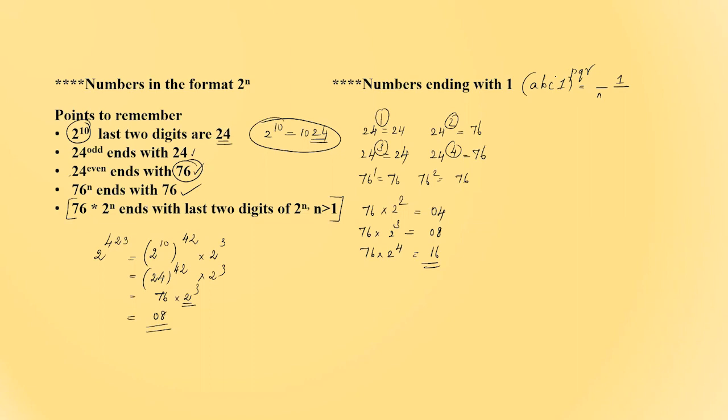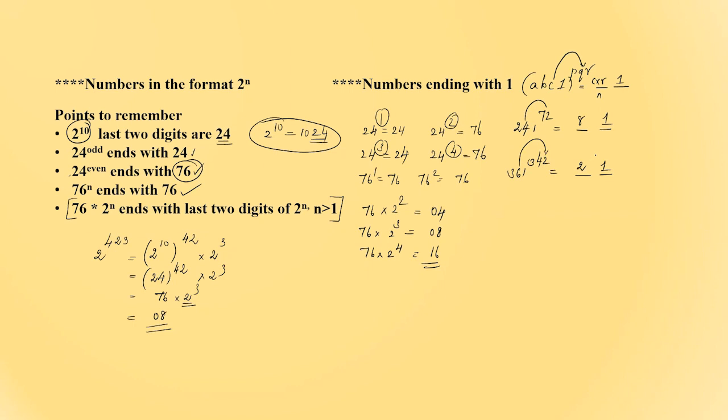Now I'm just worried about the tens place. For this tens place, what will I do? I'll simply do C into R. Now let's take an example here. 241 whole power 72. First of all, the unit digit of this number is definitely going to be 1. Coming to the tens place, 4 into 2 is going to be 8. So 81 is going to be the last two digits of this number. Now let's take 361 whole power 342. For this particular number, the unit digit is always going to be 1, but the tens place is nothing but 6 into 2, which is going to be 12.